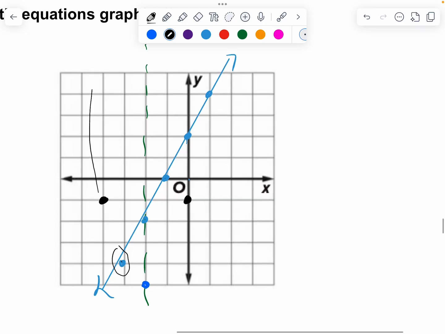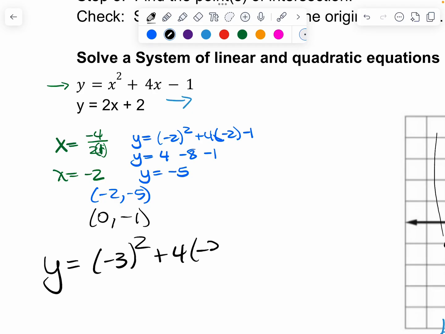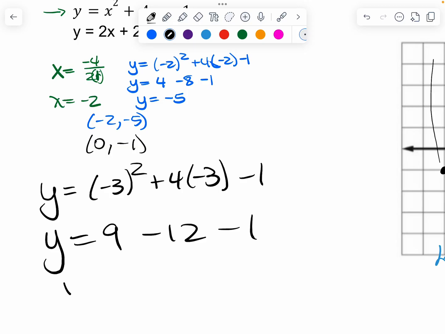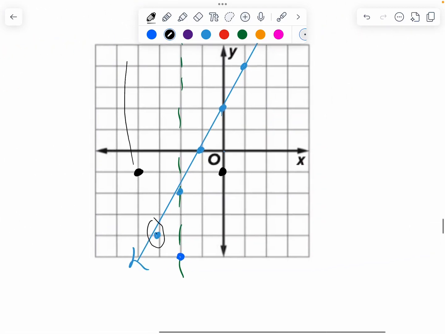So let's plug in negative 3 and see what happens. y equals negative 3 squared plus 4 times negative 3 minus 1. So that y equals 9 minus 12 minus 1. So that would get me negative 4. So the point negative 3, negative 4. Negative 3, 1, 2, 3, 4. Yep, right there and right there.